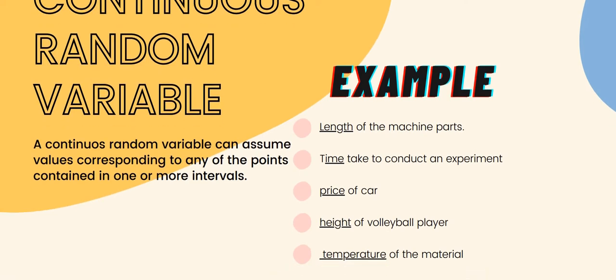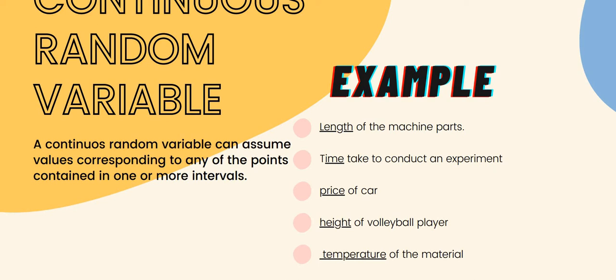For example, the length of machine parts. The keyword here is length. When we measure the length, it can give us decimal points, for example 15.1, 15.9, 2.3, or 12.35. So that means it will be continuous. Same thing for time taken. Time now is 8.41 or 8.42, so they have decimals there. It can be represented as seconds, saat.